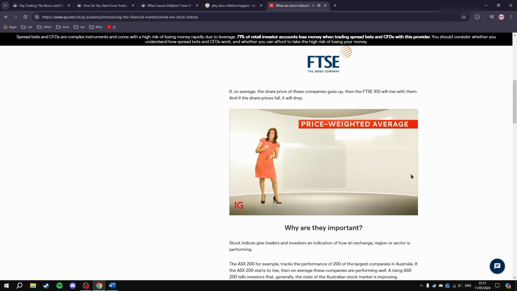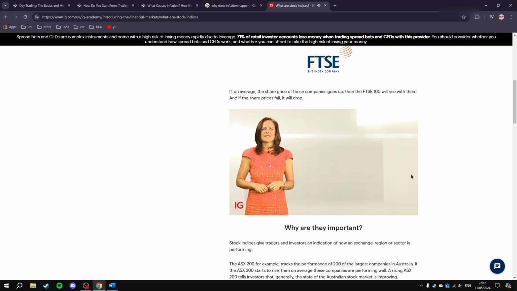The Dow Jones and Nikkei, on the other hand, are examples of price-weighted indices, where shares with higher prices have more influence. That means a stock trading at $100 is giving 10 times more clout than one at only $10. So now you know what stock indices are.